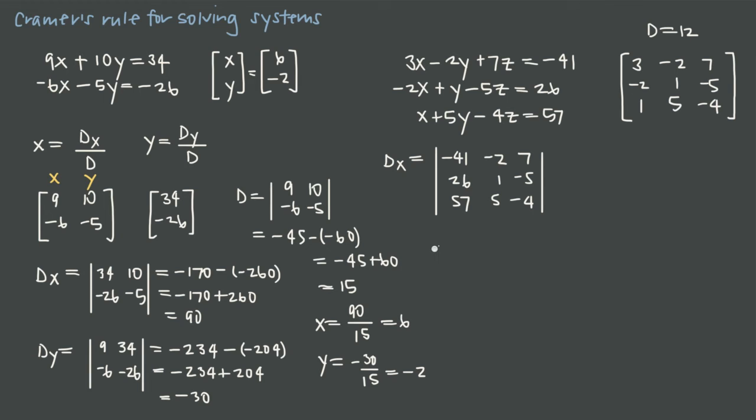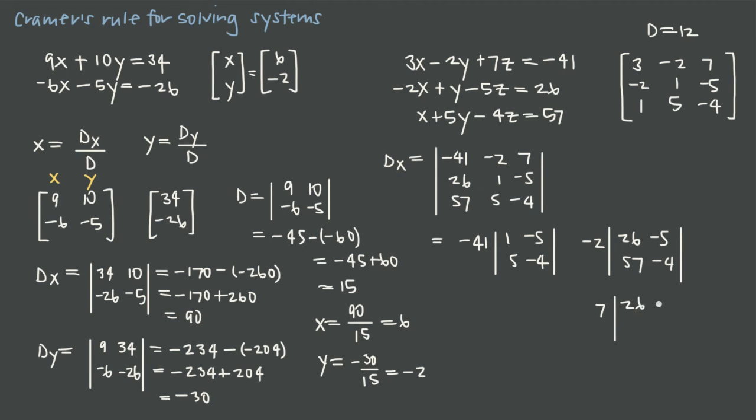And then if we work along the first row here, we'll get a -41, and then 1, -5, 5, -4. We'll go to the -2, and then we'll get 26, -5, 57, and -4. And then the last one will be the 7, so 7 times 26, 1, 57, and 5. And then we need our checkerboard pattern signs. Since we're working along the first row, we have positive, negative, and positive.